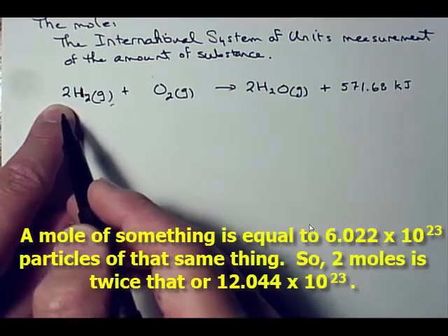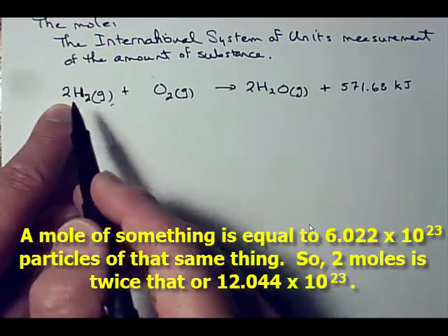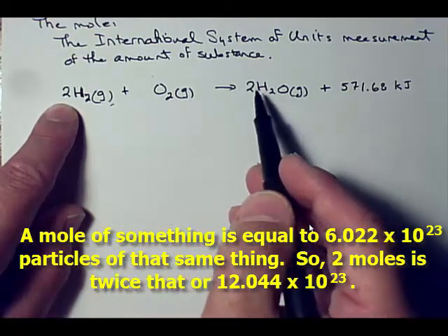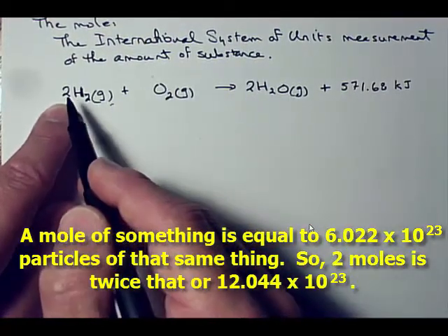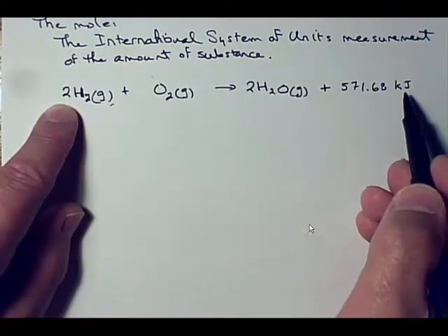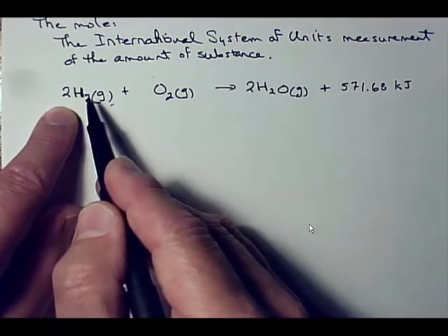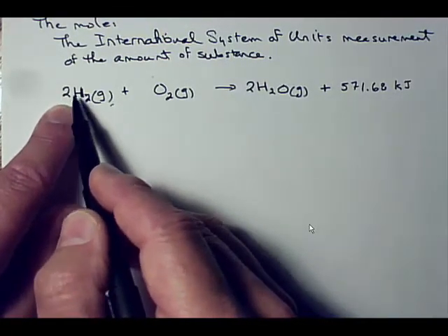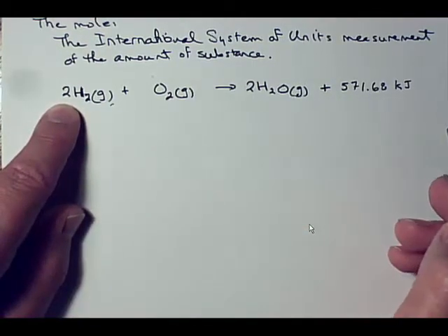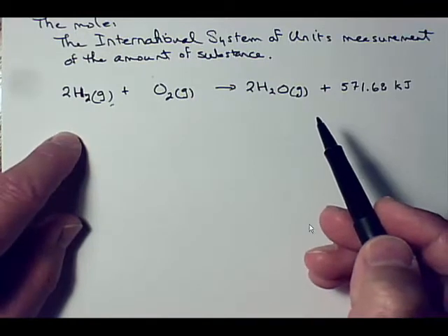But anyway, the point is that as long as I have this multiplied by the mole, and this multiplied by the mole, and this multiplied by the mole, I've done the same thing to both sides. Okay? So we can treat this like a mole. And that's what this kilojoules of energy is about. For 2 moles of hydrogen gas, we get this many kilojoules of energy out when I react it with oxygen. I burn it. That's what combustion is.